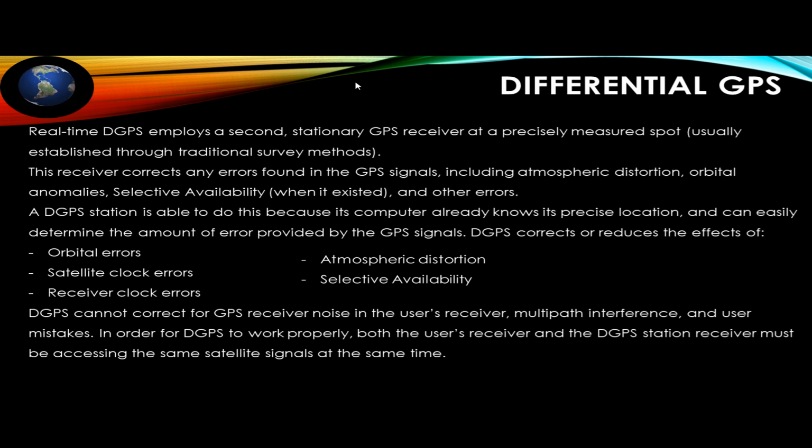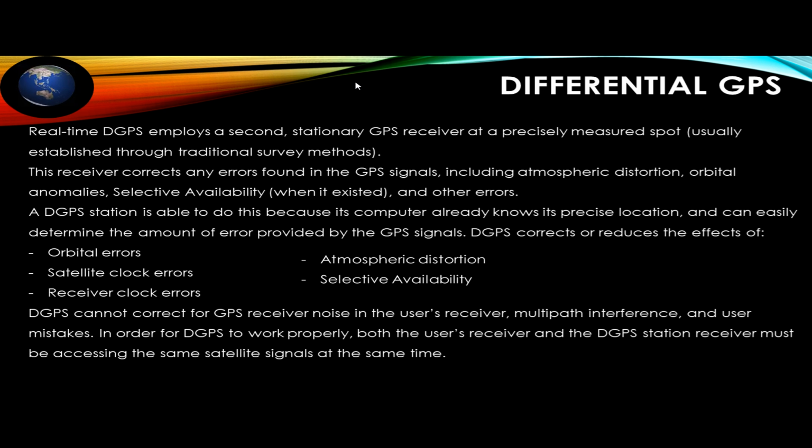A DGPS station is able to do this because its computer already knows its precise location and can easily determine the amount of error provided by the GPS signal. The DGPS corrects or reduces the effect of which ones? Orbital error, satellite clock error, receiver clock error, atmospheric distortion, selective availability.